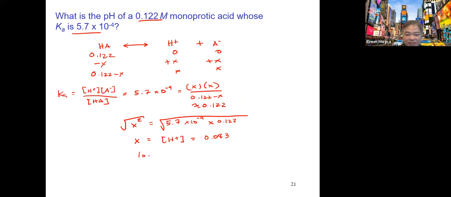And if that's the one, what is the negative log of 0.083? That is equal to the pH, which is 2.08.